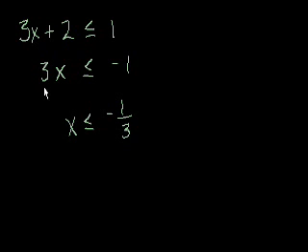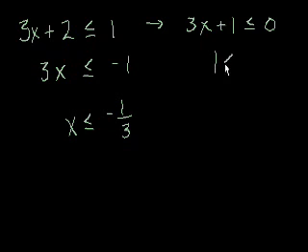We could have actually done this equation in a slightly different way. What if we subtracted 1 from both sides? So this is another way of solving it. What if we said 3x plus 1 is less than or equal to 0, right? I just subtracted 1 from both sides. And now let's subtract 3x from both sides. And we get 1 is less than or equal to -3x, right? I subtracted 3x from here, so I have to subtract 3x from here.